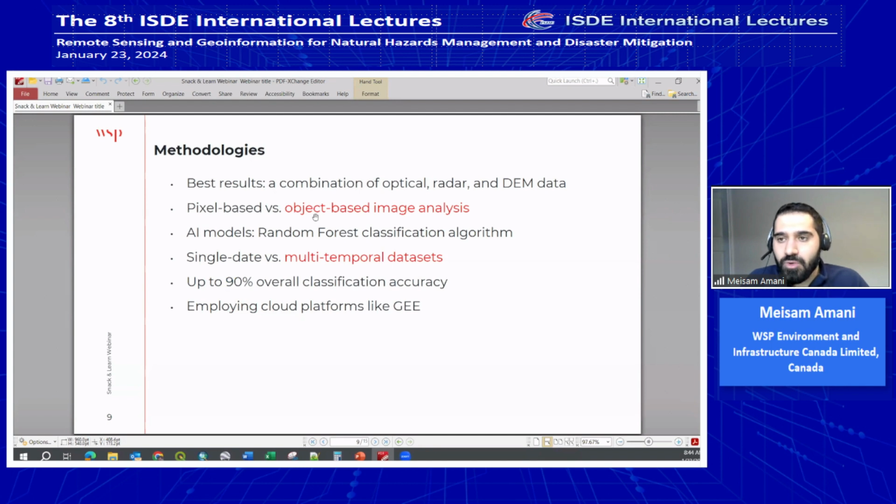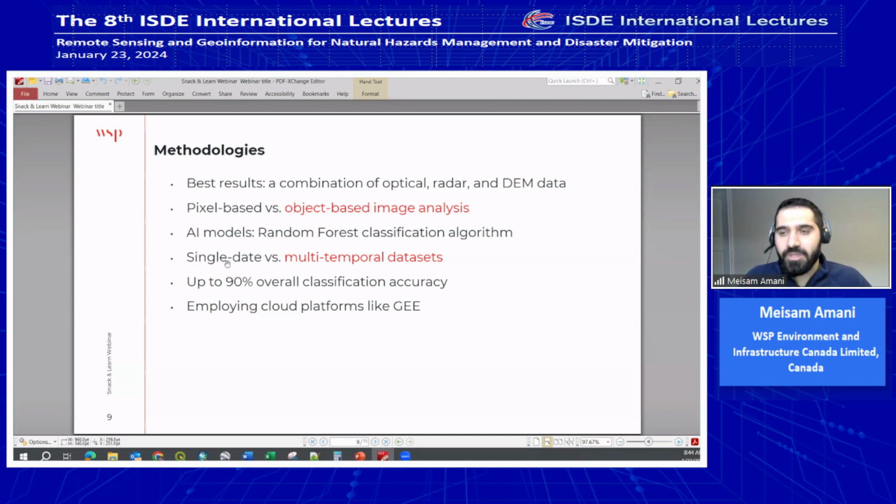So the literature has shown that the object-based classification method always provides higher accuracy compared to pixel-based, especially when you have high resolution satellite images. In terms of the AI models, the random forest model provides a decent level of accuracy for wetland mapping. But if you have a large amount of in situ data to train a deep learning model, then deep learning would be better than random forest. If you don't have a high amount of in situ data, then go with the random forest classification algorithm.